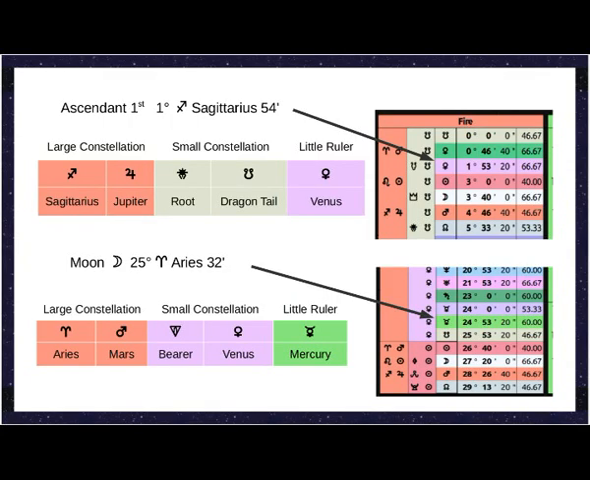Okay, so let's find the ruling planets. We're going to use as an example the chart of Mother Teresa that is shown on the bottom of the web page I just mentioned. Her ascendant is 1 degree of Sagittarius, 54 minutes. Now, Sagittarius is a fire sign, so we're going to look in the red column that's labeled fire. We need to find 1 degree, 54 minutes.